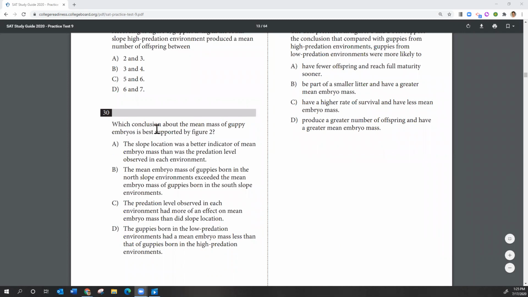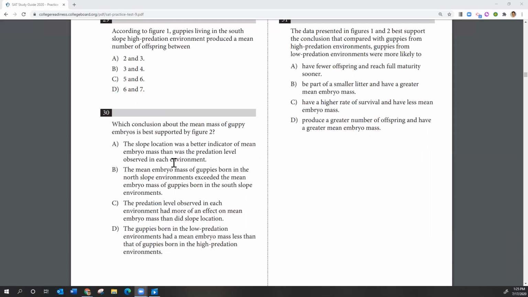Moving to 30, we really here are just being asked to understand what figure 2 is showing us about the mean mass of the guppy embryos. And if you read the graph as we did above, you can get this answer pretty quickly because we saw that it wasn't the slope north or south, but rather the number of predators in the environment that was really making the difference. So if you understand that concept, then C really should jump out to you as the answer.